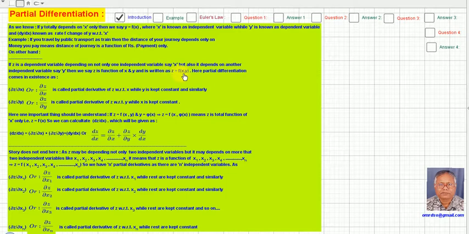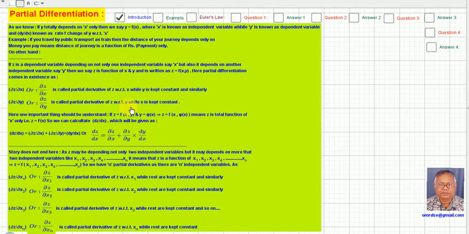Now, if z is a function of x and y, then del z upon del x is called the partial derivative of z with respect to x, while y is kept constant. Similarly, del z upon del y is the partial derivative of z with respect to y, while x is kept constant.